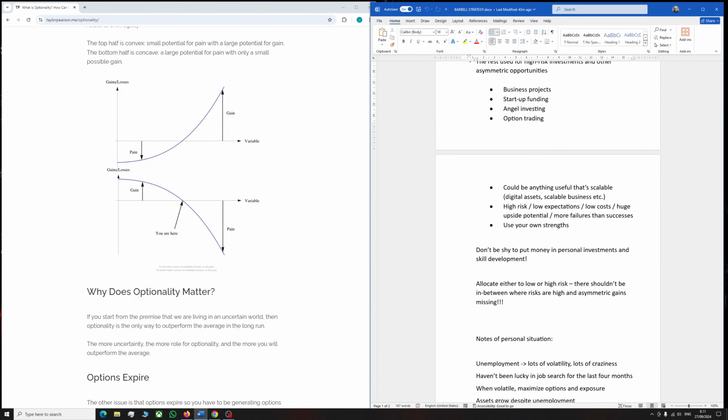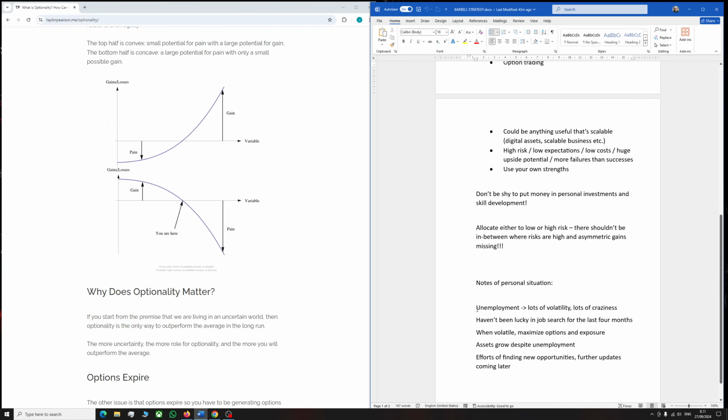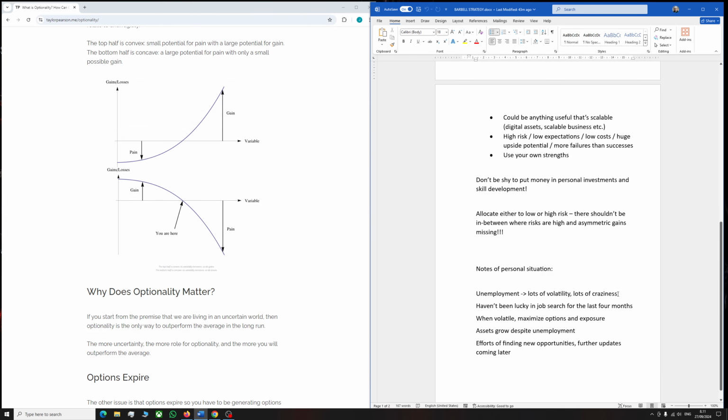Yeah, and I just want to give you guys some information about my own personal situation. So I've been unemployed for almost 4 months now, and unemployment is a phase of life where there's lots of volatility and lots of craziness. So when people are unemployed, I think they should take advantage of unemployment and search for different options. And actually unemployment is a really good chance to search for different options, and I intend to take advantage of my unemployment.